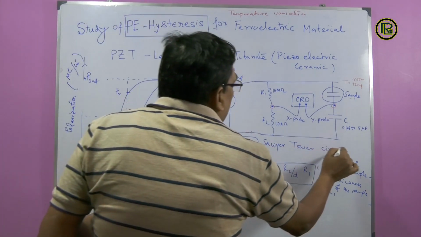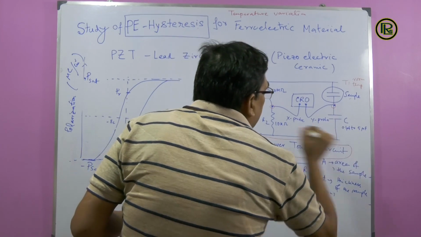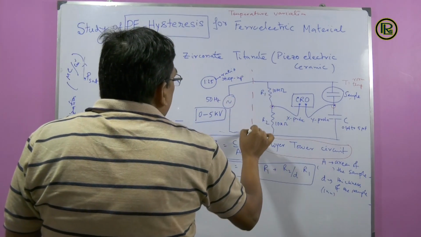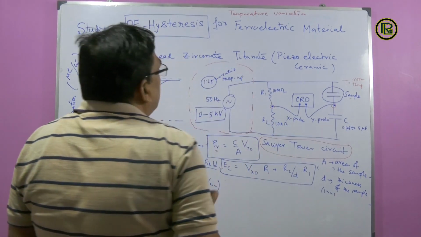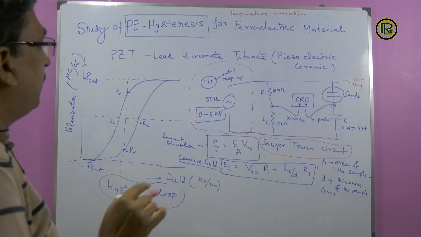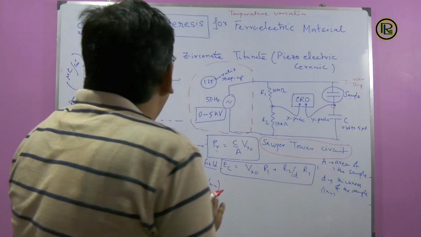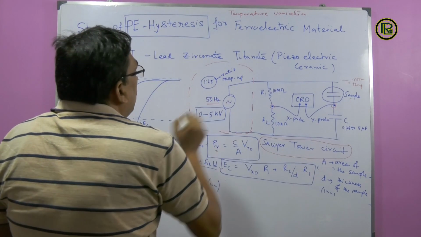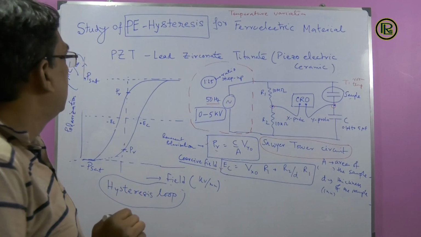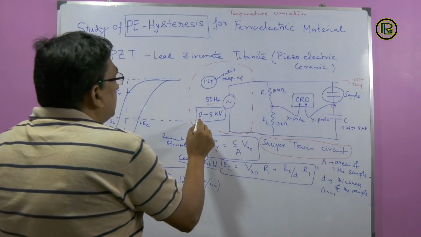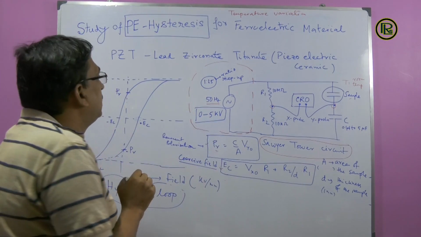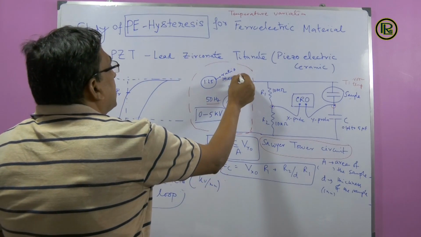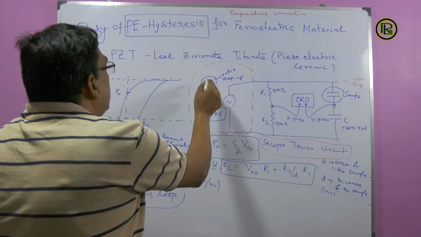This is called the Sawyer-Tower circuit, and it has one voltage part, which I have drawn in a simplified box. This is an AC voltage having frequency 50 Hz and amplitude going from 0 to 5 kilovolt, and this is obtained with a step-up transformer with a ratio of 1:25.